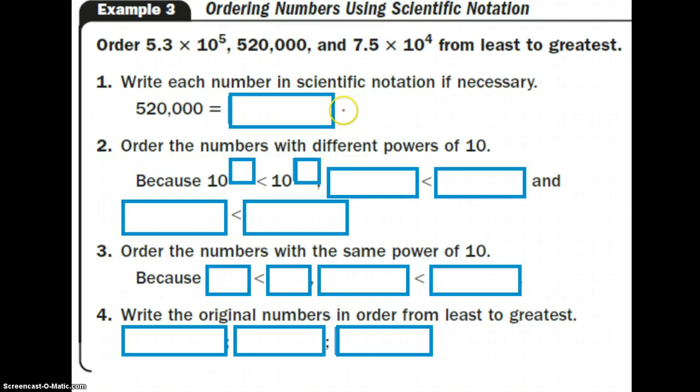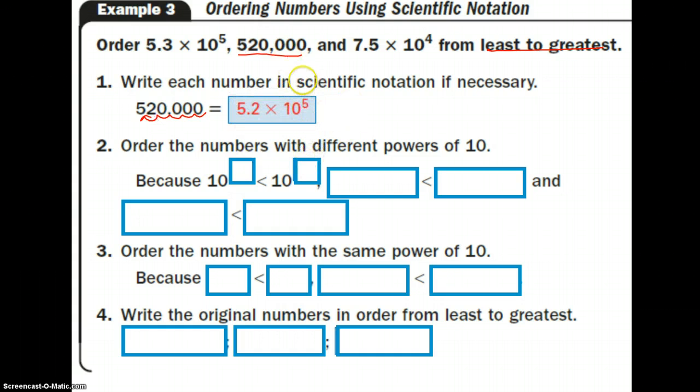We can order numbers using scientific notation as well. So let's order these 3 numbers from least to greatest. Let's write each number in scientific notation. Well, 2 of them are already done. We just need to change the 520,000. That's going to be 5.2 times 10 to the 1, 2, 3, 4, 5.